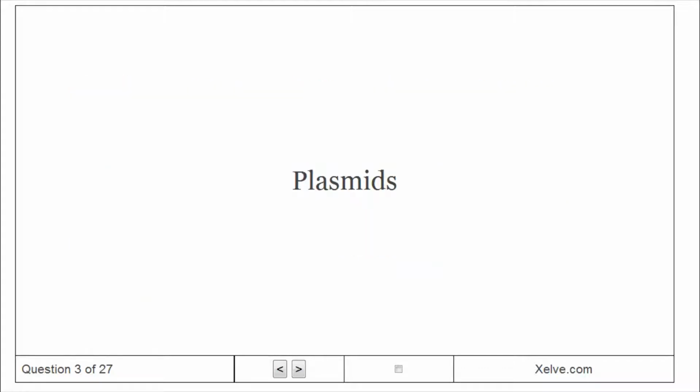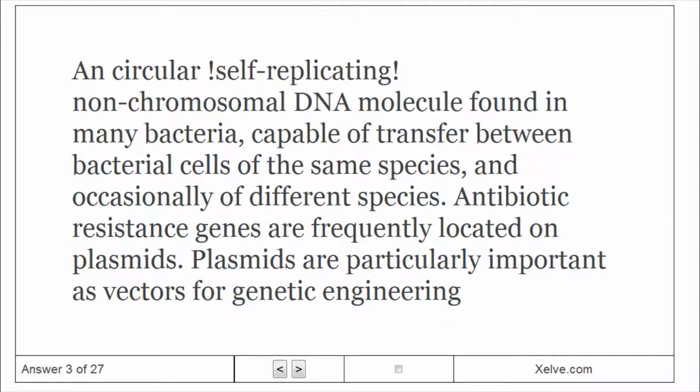Plasmids. A circular, self-replicating, non-chromosomal DNA molecule found in many bacteria, capable of transfer between bacterial cells of the same species, and occasionally of different species. Antibiotic resistance genes are frequently located on plasmids. Plasmids are particularly important as vectors for genetic engineering.